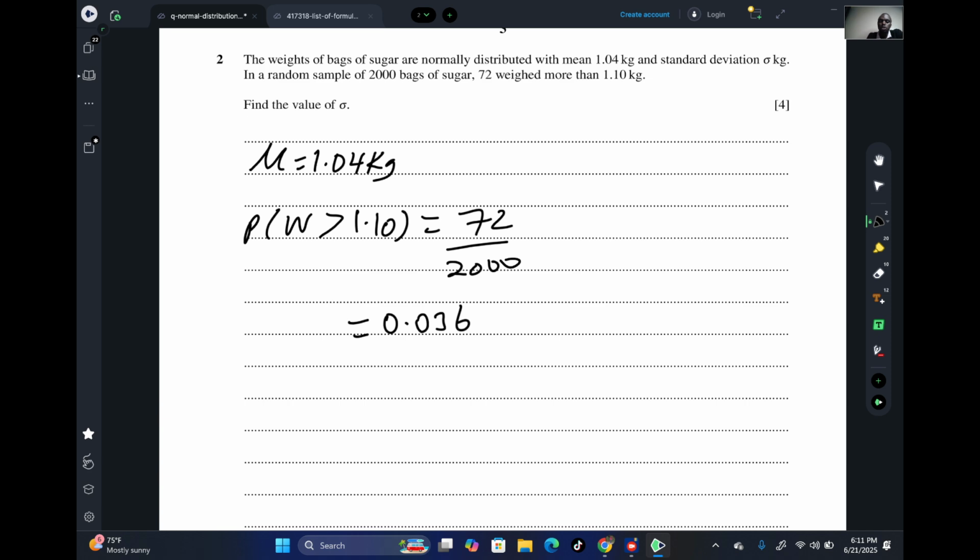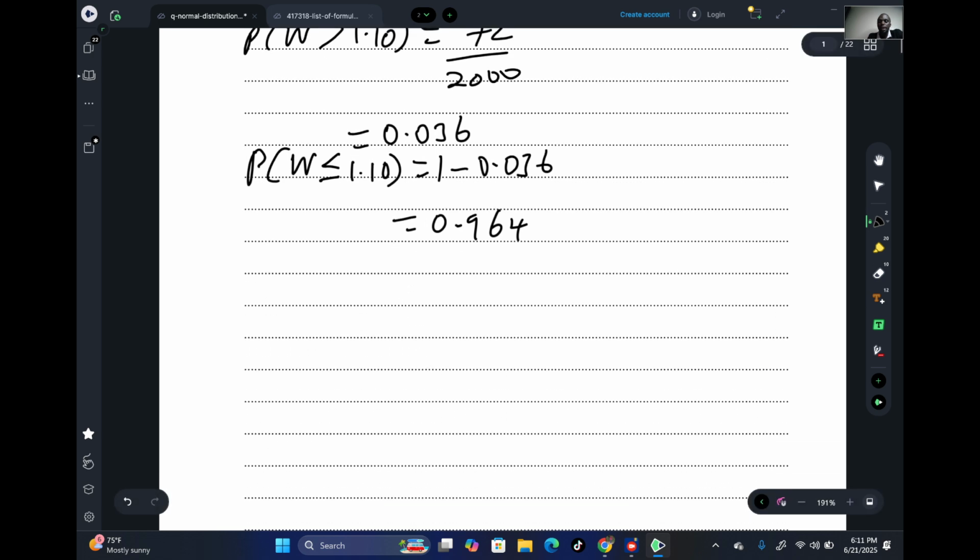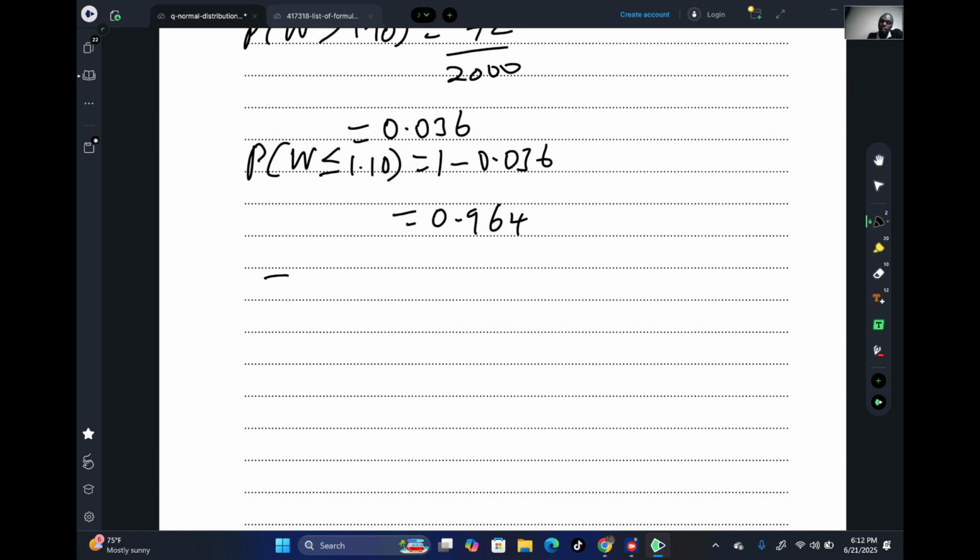Now that you have the probability that the weight is more than, the values that you normally read from the tables are less than or up to. So you get the probability that the weight is less than or equal to 1.10, which is given by 1 minus the probability that it's more, 0.036. It gives you 0.964. So we are going to look for the z value, which is given by the inverse phi of 0.964.